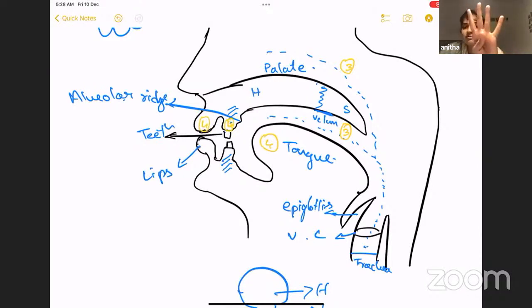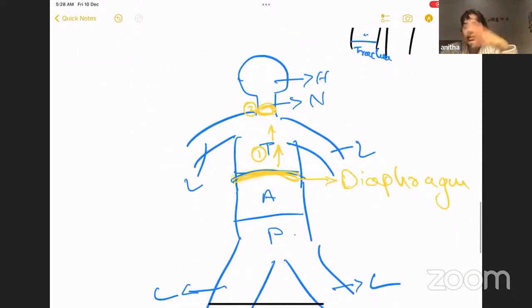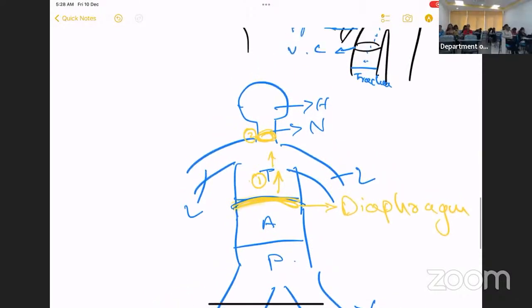So remember the four processes of speech. One is the airstream process. Where does it begin? It begins way down in the thoracic cavity near the lungs, where the air is pushed upwards. When it is pushed upwards, where does it reach? It reaches the neck, that is the larynx.